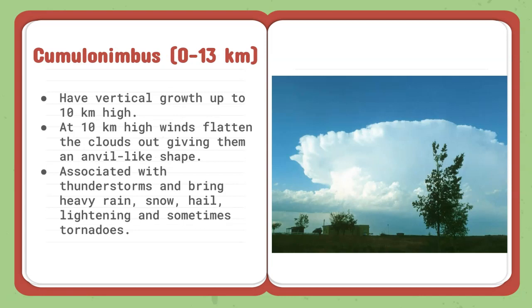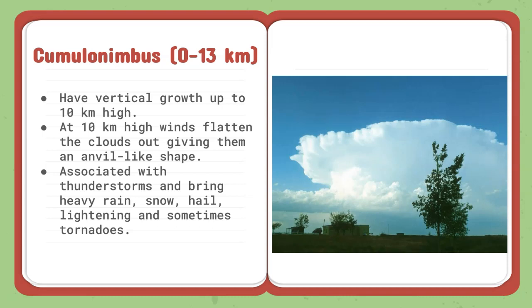And then the last one is your stereotypical thunderstorm cloud, the cumulonimbus cloud. These are the real big thunderstorm clouds. They can have a vertical growth of up to 10 kilometers high. Once they get to about 10 kilometers up, the winds that are up in the upper parts of the troposphere and lower layers of the stratosphere kind of flatten off their top and give them this anvil looking shape. And it looks like they almost just got squished a little bit.